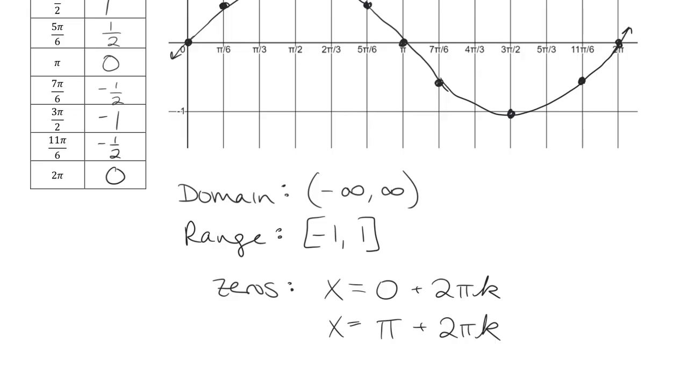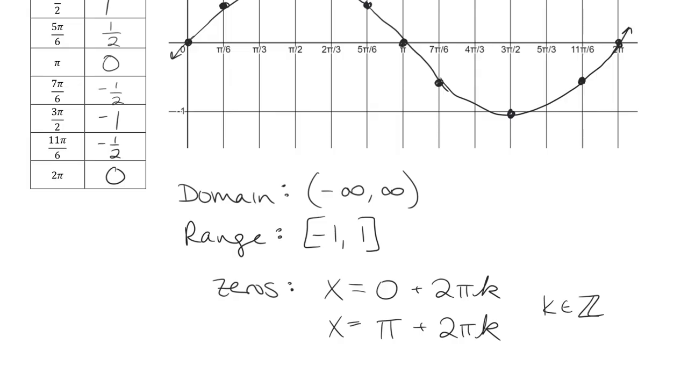Great question. K stands for an integer, so k is an element of the integers, meaning a whole number. So 1 or 2 or 3 or 4. So how many rotations around the unit circle, essentially, is what k is standing for.